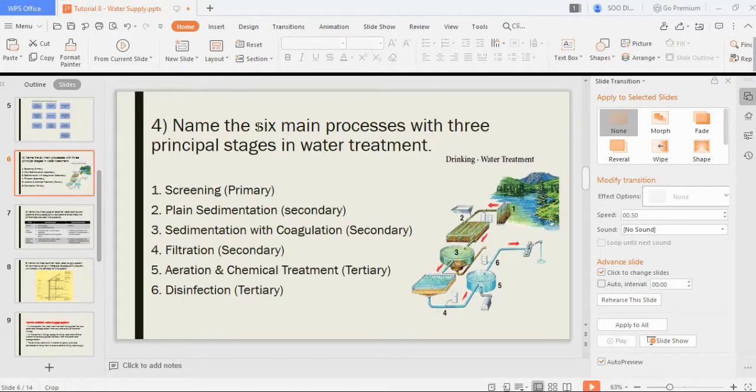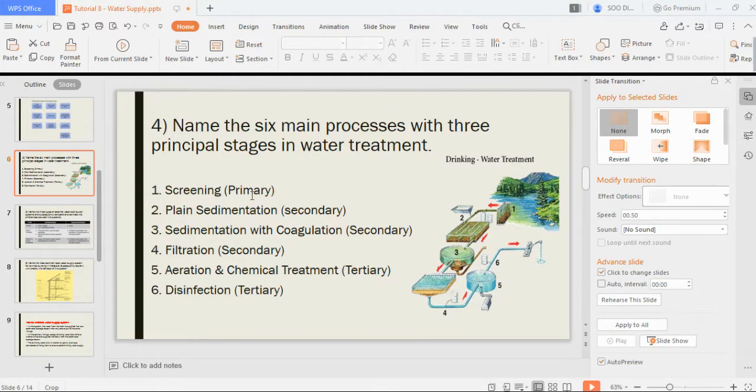Okay, so next for your question number 4, we have the 6 main processes with 3 principal stages in water treatment. The 3 principal stages of water treatment are the primary, secondary, and tertiary. So the first is the screening, and then we have plain sedimentation, then sedimentation with coagulation, filtration, and then we have our aeration and chemical treatment and disinfection.